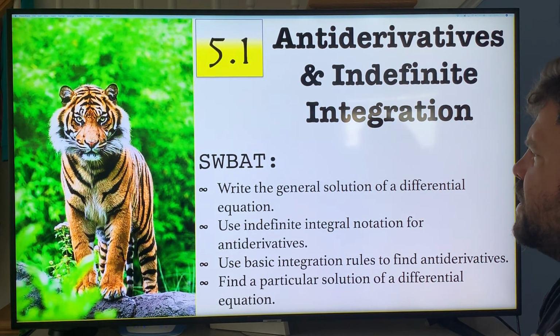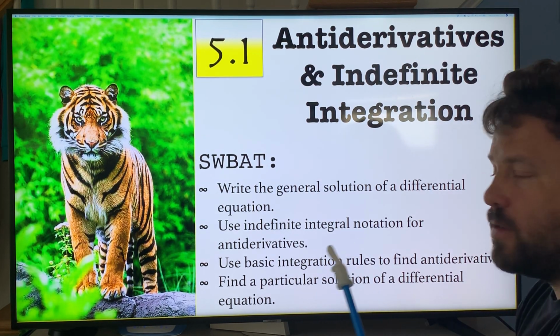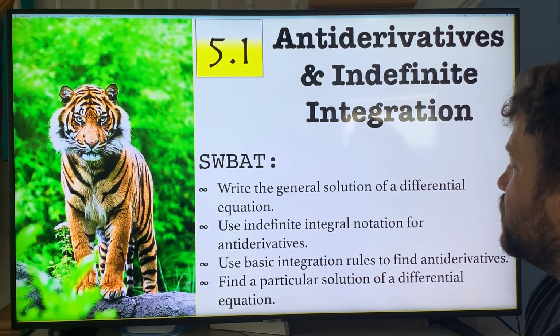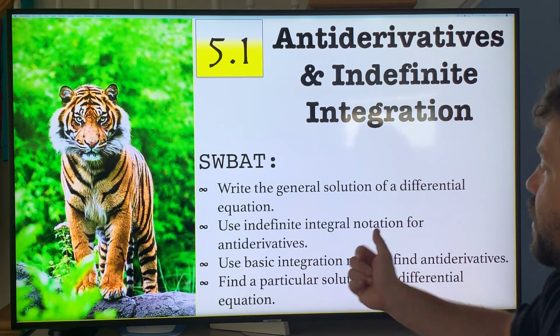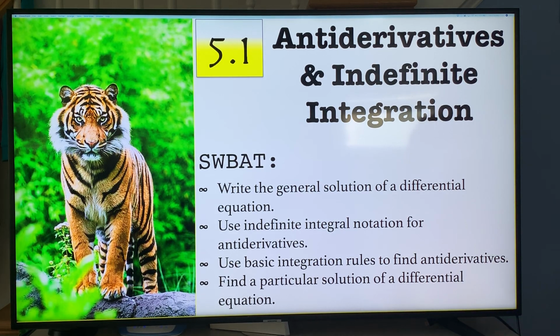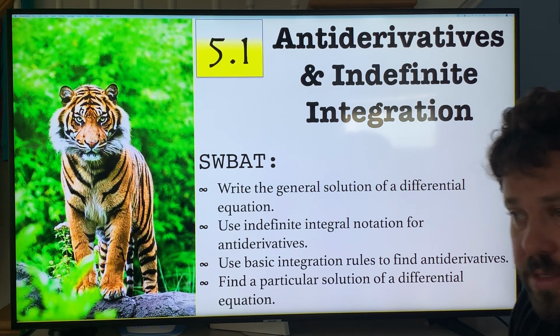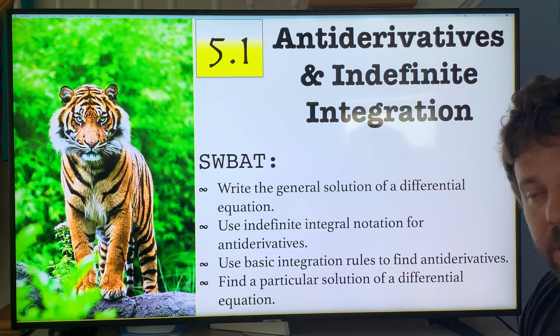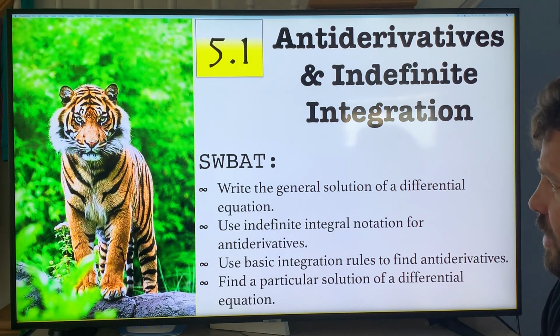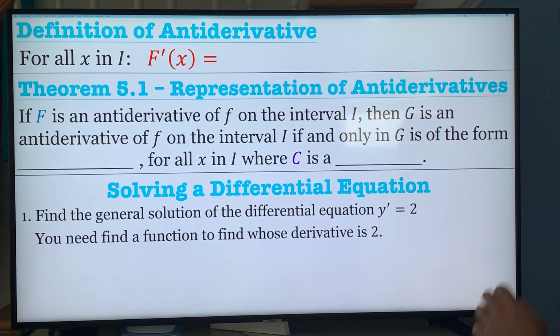What you're going to be able to do at the end of this is write a general solution for a differential equation. Use indefinite integral notations for antiderivatives. Be able to use integration rules to find antiderivatives, and you're going to be able to find a particular solution of a differential equation. All right, the goal is by the end of today, or as long as you take to watch this, you'll be able to do all 4 of those things.